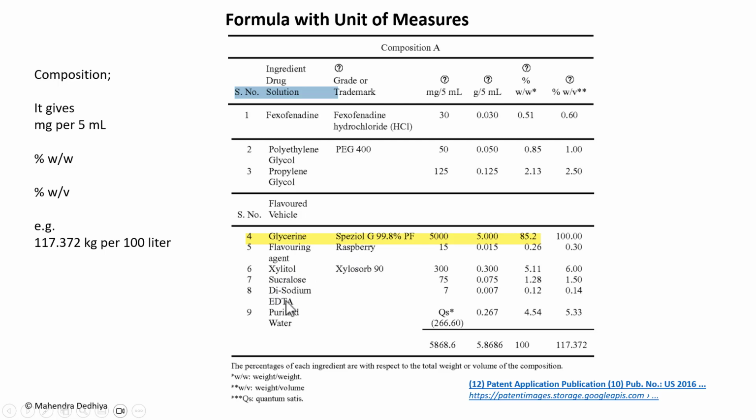Disodium EDTA is used as a chelating agent, and a small amount of purified water is used to dissolve water-soluble ingredients. Water and glycerin are miscible. You will notice that there is no preservative used in this formulation. It does not require a preservative as the water component is very small. You will also notice there is no buffering agent in this. Again, this is mostly made out of organic solvents such as glycerin, polyethylene glycol, and propylene glycol, so a buffering agent is not necessary.